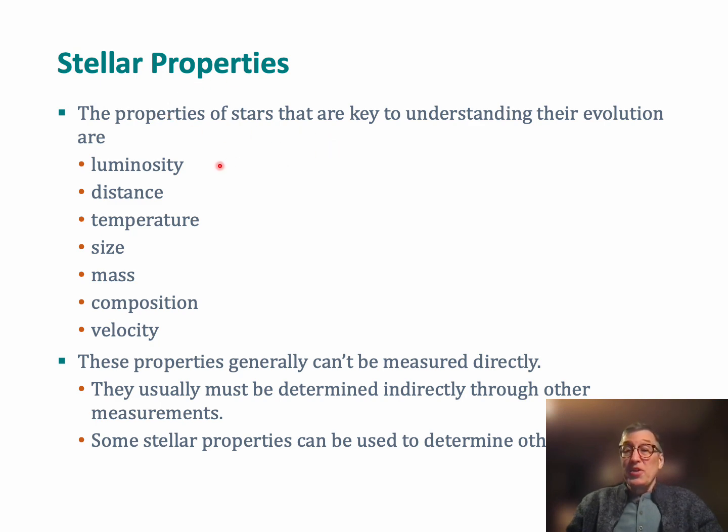And here are some of the properties that we want to observe. One is the luminosity. We'll talk about all these in a little bit greater detail later, but luminosity is the brightness of the star as observed from a standard distance. We can also, if we know the luminosity and we know how it appears in our sky, determine the distance to the star. From the star's spectrum, we can determine its temperature. We can determine the size of the star and the mass, the composition of the star, again from the spectrum, and the velocity of the star using the Doppler shift.